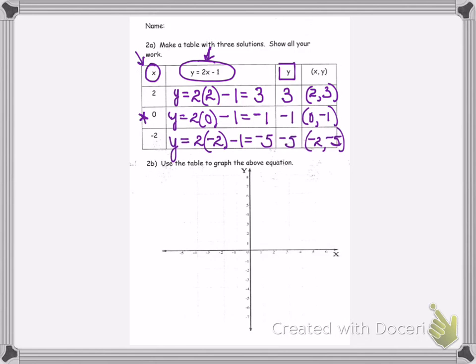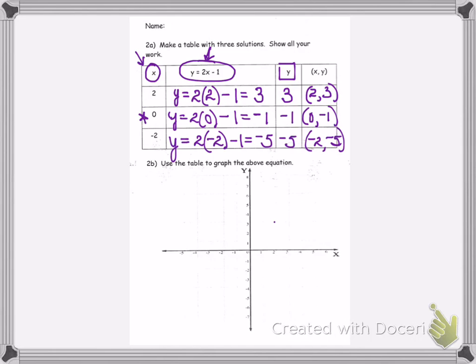Now we're going to go to our graph and we're going to plot those 3 points. The graph is a little faded, so you're going to have to do a bit of estimation here, and when you connect your points, I want them to be able to be connected with a ruler. So starting with the first ordered pair, 2, 3, we're going to start at the origin. 2 means we're going to go to the right 2 and up 3 and make a dot.